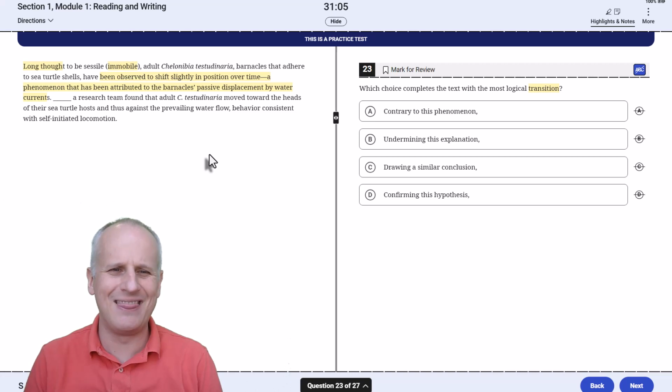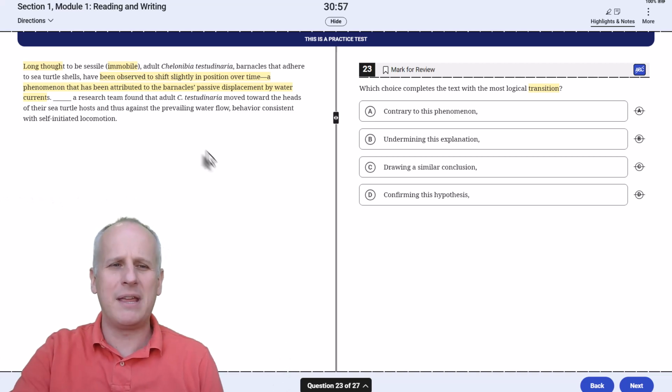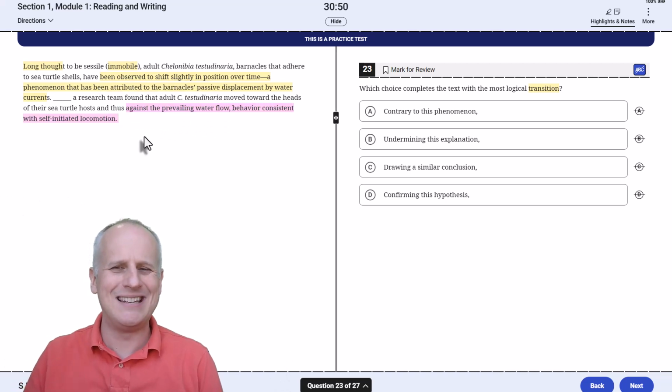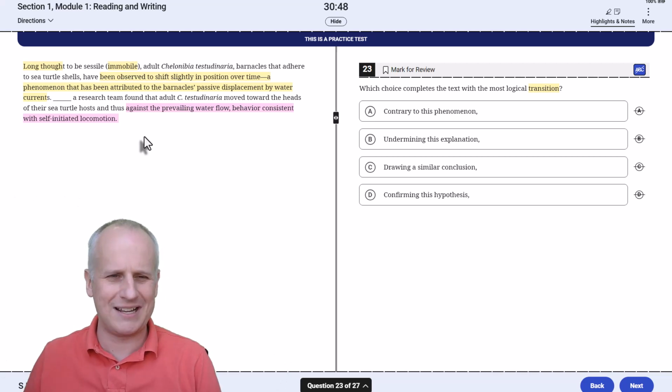sea turtle hosts and thus against the prevailing water flow. Oh, well, it was attributed to passive water displacement, but they're going against the prevailing water flow here. Behavior consistent with self-initiated locomotion. Well, these two things are in contrast. So we're going to need a contrast transition here.